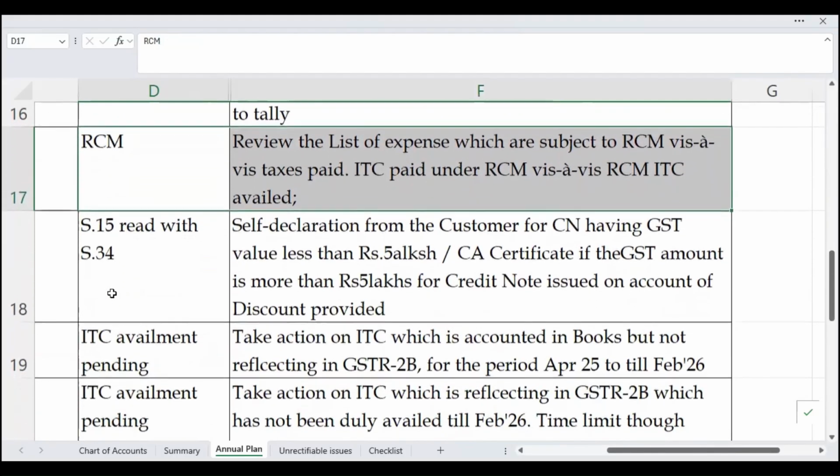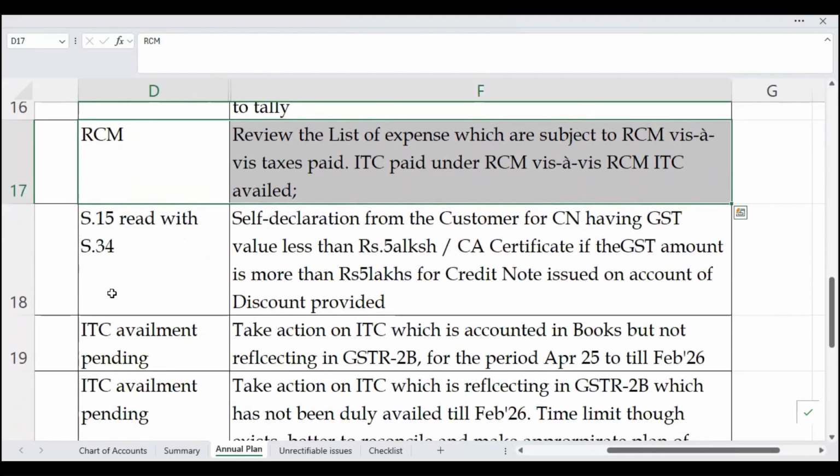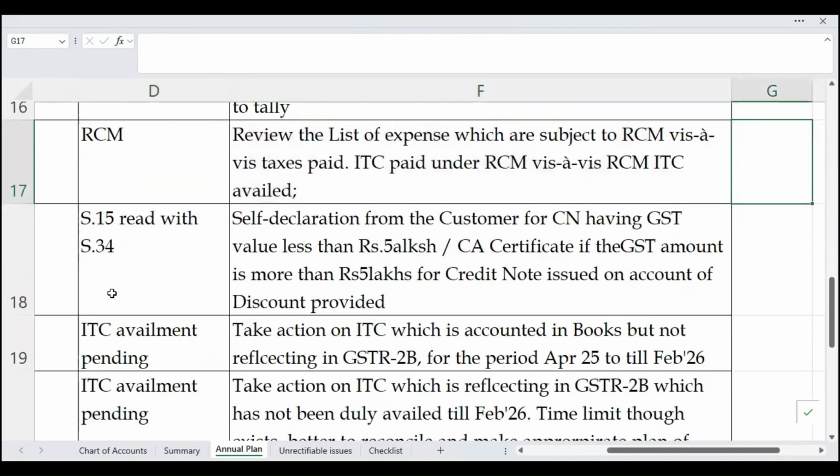Reconciliation of reverse charge: list the expenses on which reverse charge is payable, whether I have paid reverse charge, can I claim input tax credit, whether I have claimed input tax credit. The reason is that even the GST department is giving notices under Rule 88D. If there is a gap between input tax credit paid and input tax credit availed, please do a reconciliation.